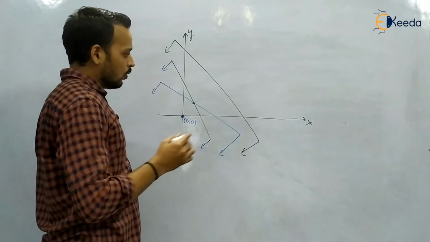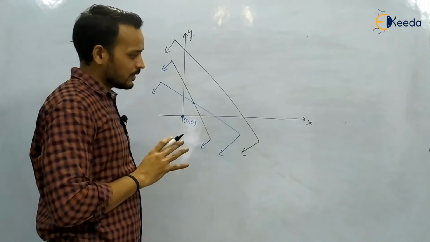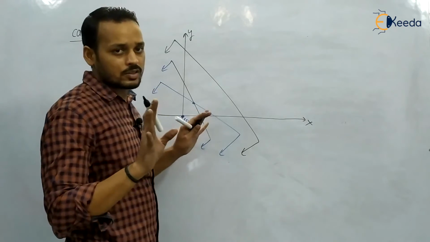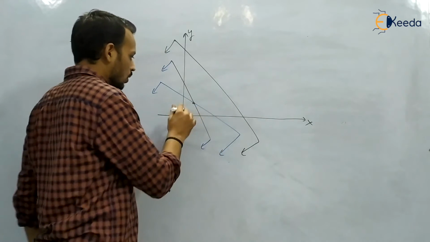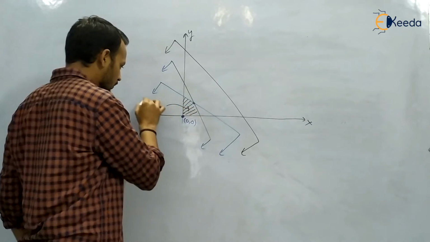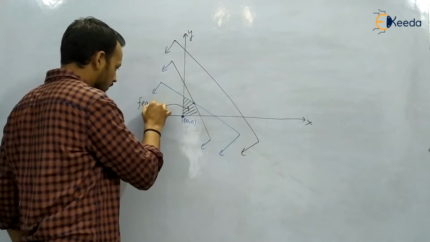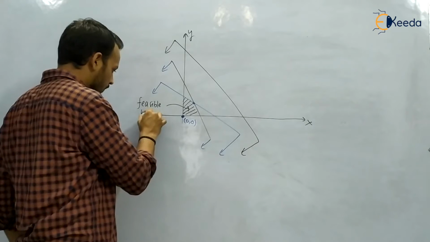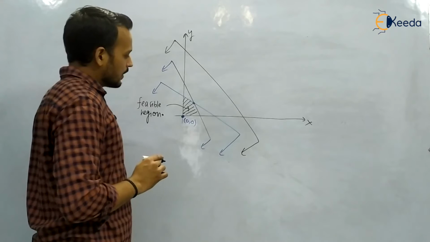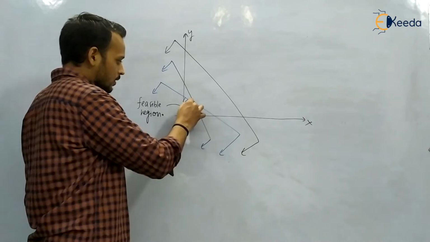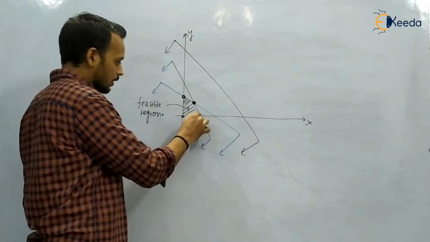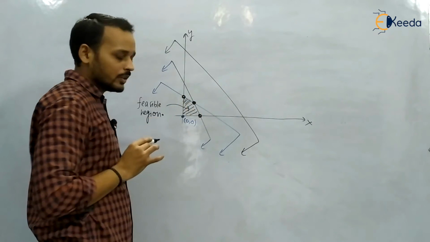Now I will ask what the feasible region is, given that the non-negative restriction is there. Most probably the restriction is going to be non-negative type only. So what is the feasible region? You will say, sir, this is the feasible region. So I will say that only two constraints are participating in providing the feasible region.